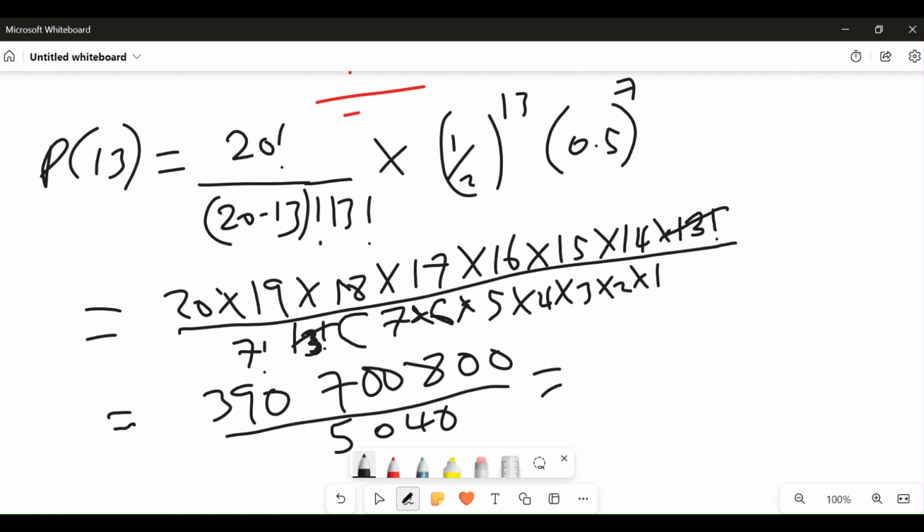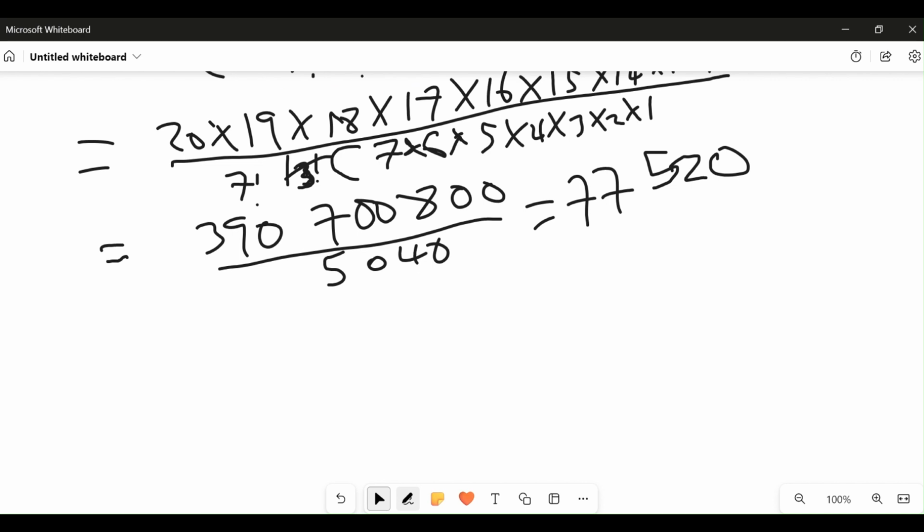So now when you make the division, we have 390,700,800 divided by 5040. So what do we have? That will give us 77520.